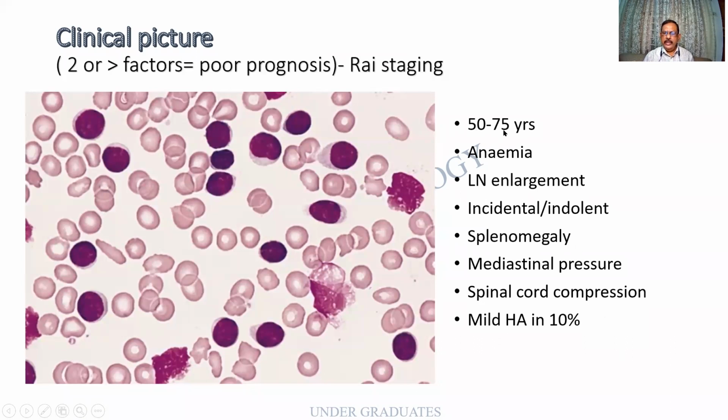As I told you, the age is 50 to 75 years. Patient definitely will be having an anemia. There will be lymph node enlargement. We should be extremely careful. Chronic lymphocytic leukemia will be having a lymph node enlargement. But otherwise, it is an incidental finding or an indolent, sweeping, rather a sleeping disease.